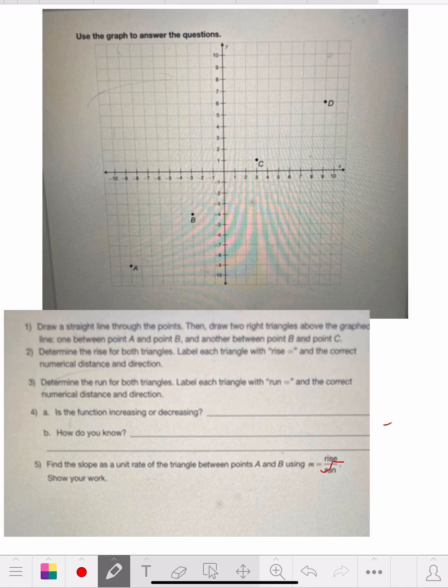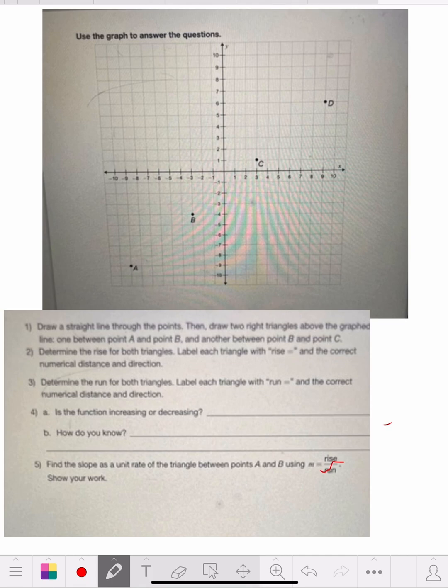It says, number 1, draw a straight line through the points. Then draw right triangles above the graphed straight line. So we're going above. One between point A, B, and another between B, C. So they didn't say another C, D yet. Determine the rise for both triangles. Label each with rise and the correct numerical direction. So, hey, let's do that.